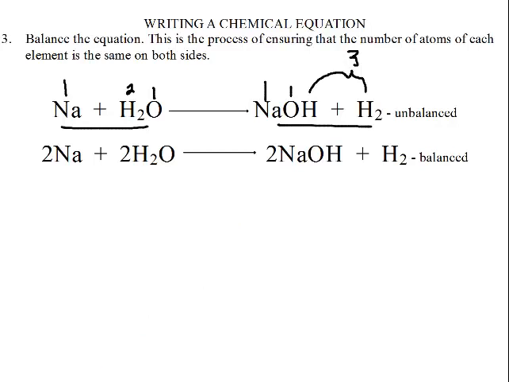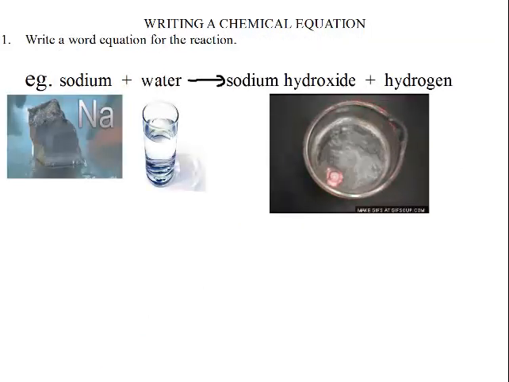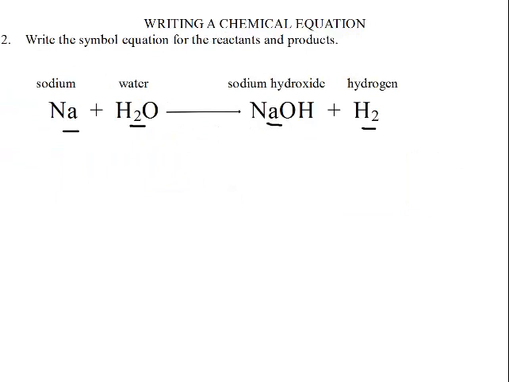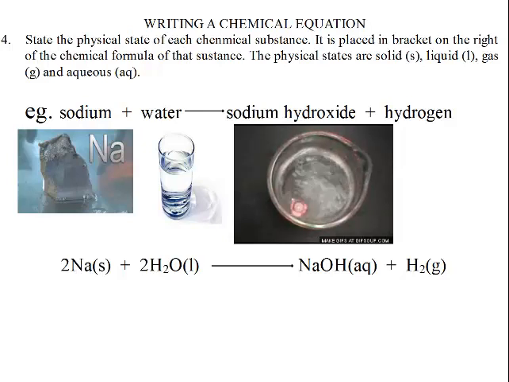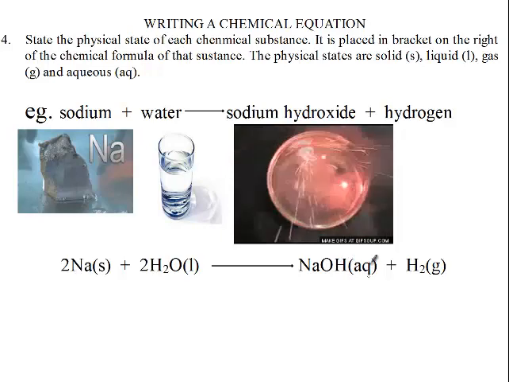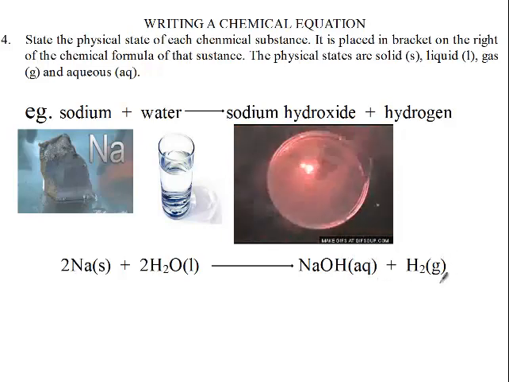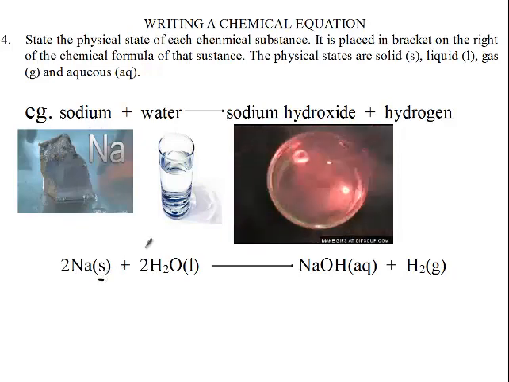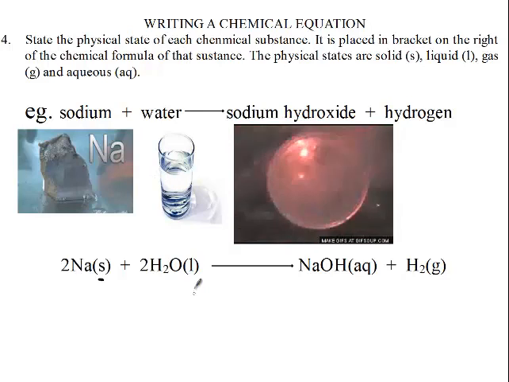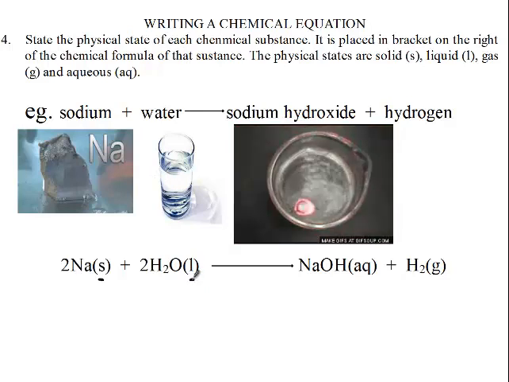So step 1, you write a word equation. Step 2, you use the chemical formula to write an equation. Step 3, you balance the equation. And then for step 4, you put the physical state of each substance formed there. We started with sodium. Sodium was a solid, so we put S here. Then water is a liquid, so you put L there.